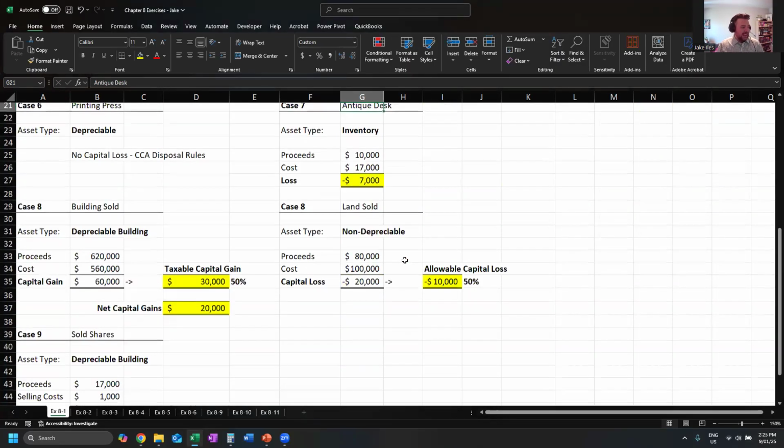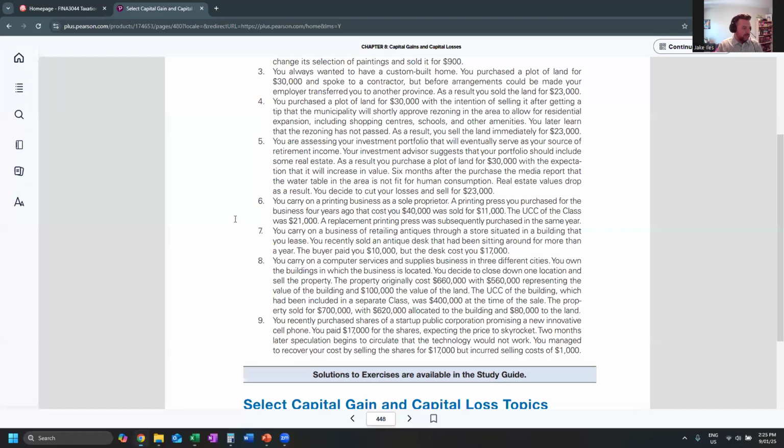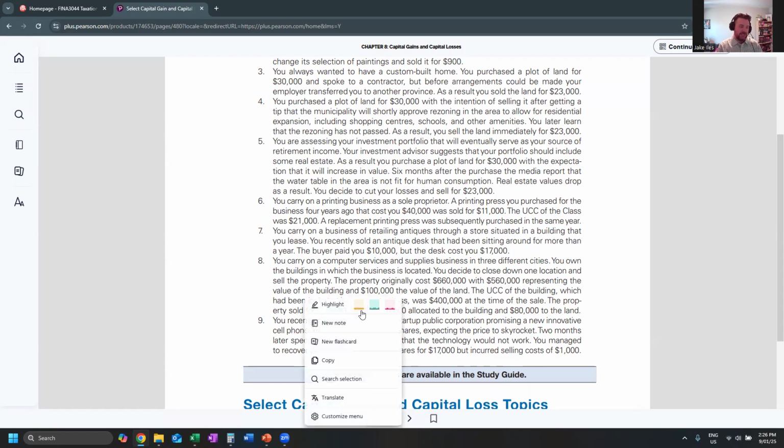Now we have case 8. Case 8 has 2 items associated with it. You carry on a computer service and supplies business. We own the buildings. You decide to close one of our 3 buildings. The property originally cost $660,000. We sold it for $700,000.